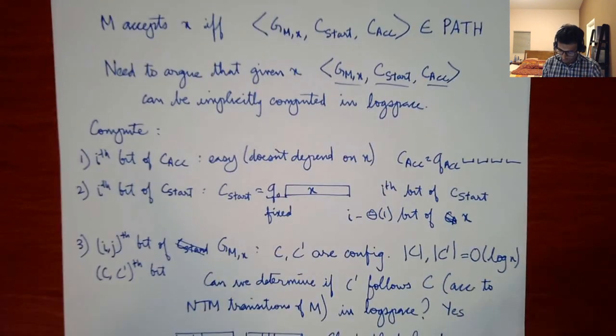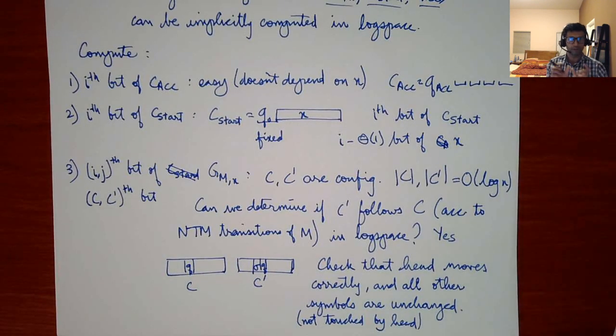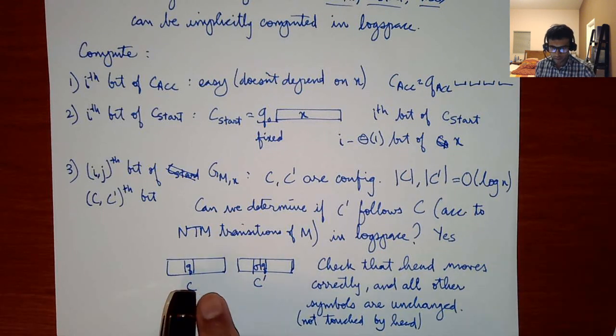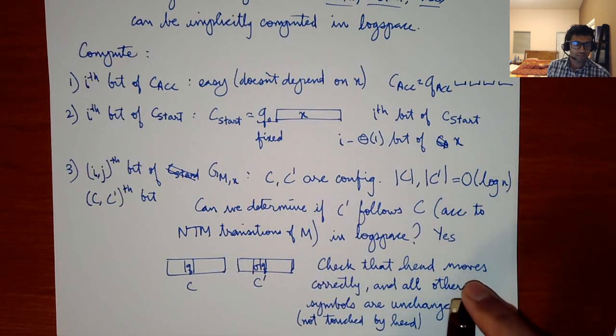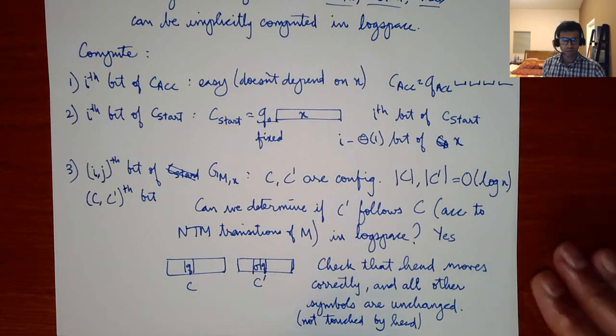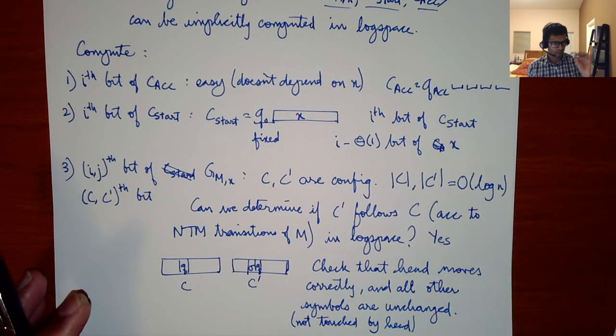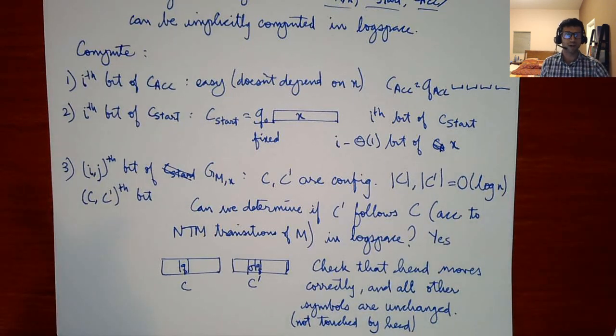So each individual check of, do these two configurations follow? Can one follow from the other? All you have to do is look at a particular bit of the first configuration and look at a particular bit or symbol of the next configuration, the same symbol, and just match them up and check, and so forth. So does this make sense? You may have to go back and look at this proof just to verify all of this, but hopefully the overall idea makes sense. And this is why PATH is NL-complete.